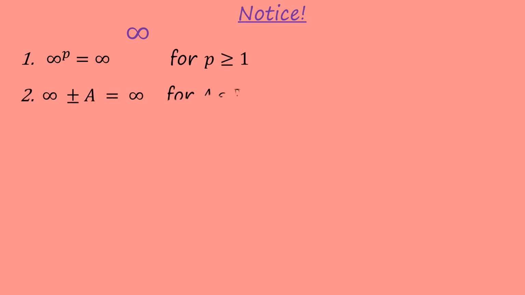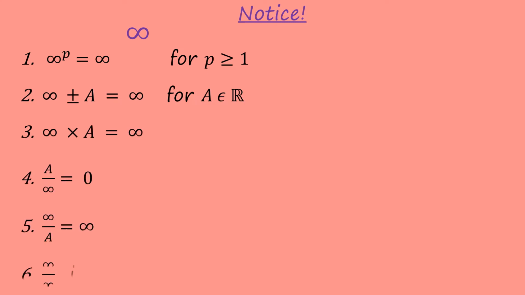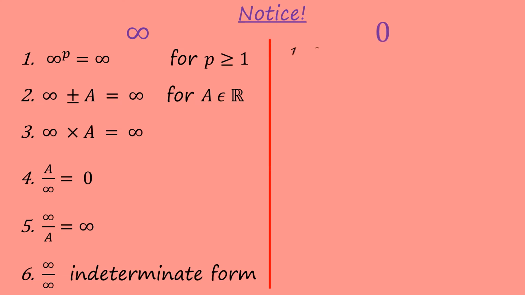Although we have been familiar with this notation for infinity: infinity to the power of p is infinity, infinity plus or minus a is infinity, infinity multiplied by a is infinity, a over infinity is 0, infinity over a is infinity, infinity divided by infinity is indeterminate. Now this is also applicable to some parts of 0.